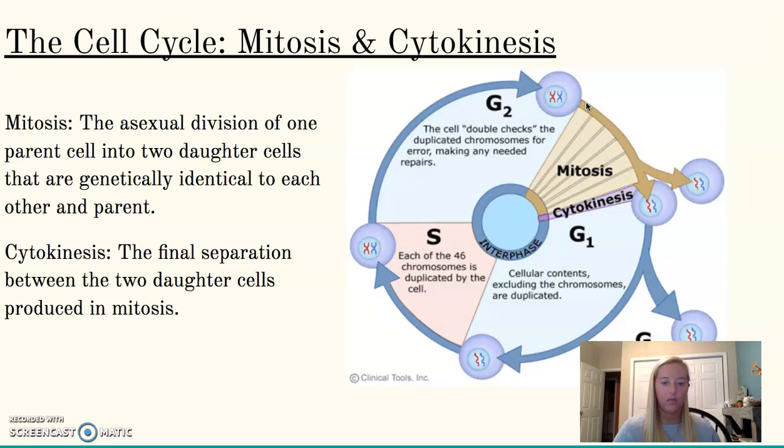So then we go into the mitosis phase, which is not interphase anymore. We've exited interphase and now we've entered mitosis. It's the asexual division of one parent cell into two daughter cells that are genetically identical to each other and the parent. Excuse me. It's asexual, which means that you only need one copy. 100% of the DNA in each daughter cell will be the same as long as the G2 phase did its job. And then cytokinesis, like I said before, is the final separation between the daughter cells. At the end of mitosis, your cells are still connected a little bit in the middle, but cytokinesis is actually the splitting of the cytoplasm or the movement of the cytoplasm.